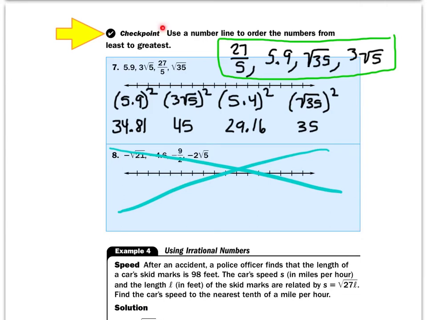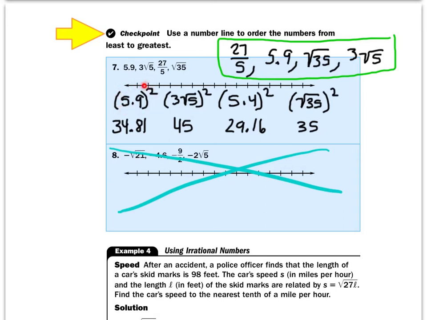Okay, let's talk about this checkpoint. This can be really tricky for people. They want you to use a number line to order the numbers from least to greatest. I'm not going to have you do that, but I am going to teach you a little trick. See these square roots? We kind of want to get rid of them, especially if they're not perfect square roots where we'd have to estimate. So another way to compare these is if we square every single one of these. If we square them and then compare the values, we can still put these numbers in order.